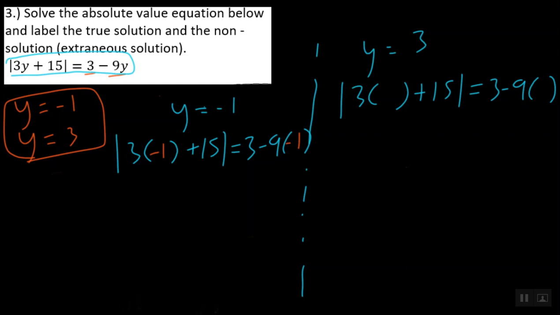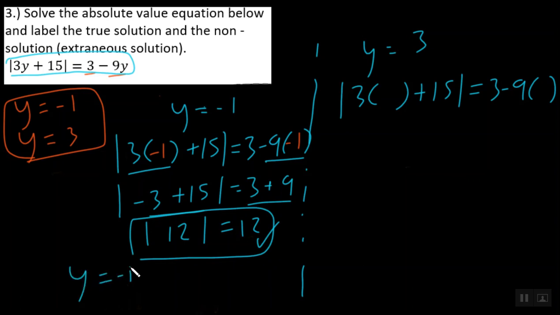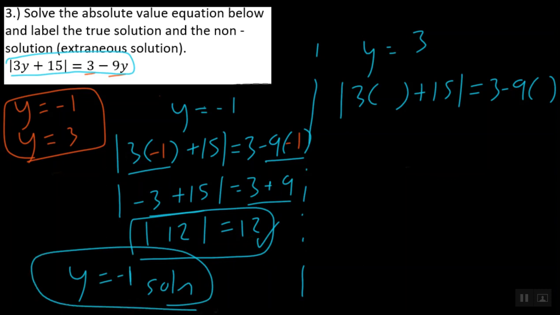Okay, back to my blue. So we have the absolute value of 3 times negative 1 is negative 3 plus 15 is equal to 3, and negative 9 times negative 1 is positive 9. Okay, and now I have negative 3 plus 15, which is 12, and 3 plus 9, which is 12, and we can all agree the absolute value of 12 is, in fact, positive 12. So I know that y equals negative 1 is, in fact, my solution. It's one of my solutions. Now let's go over here and test out our other one. Let's test out this positive 3.